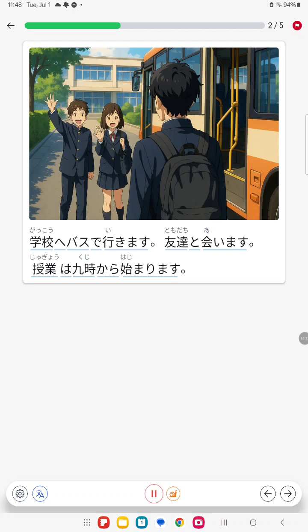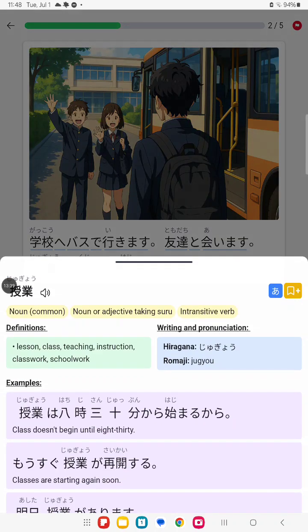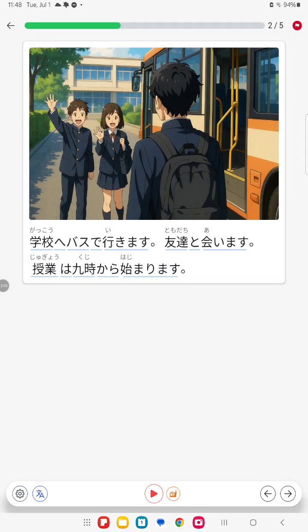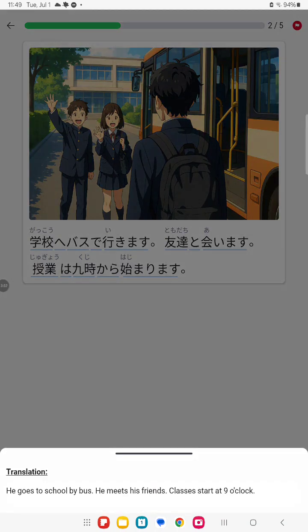学校へバスで行きます。友達と会います。授業は9時から始まります。 So the bus to school leaves. He meets with his friends. Class starts at 9 o'clock. Lesson, class, teaching, instruction. Goes to school by bus. Oh yeah, I missed the day there. He meets his friends. Classes start at 9 o'clock.